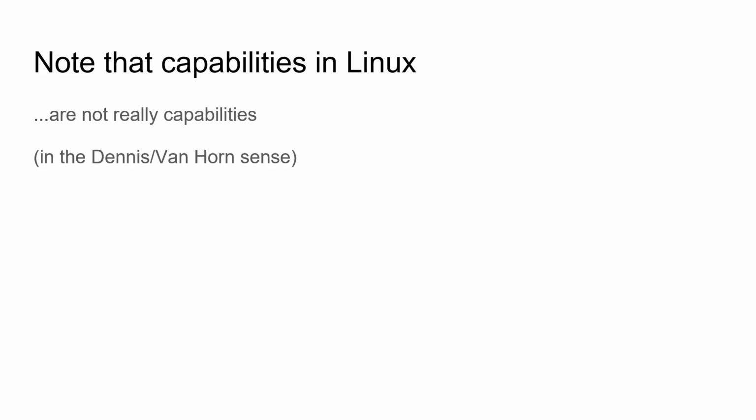Now, it's very common to hear people talk about capabilities in Linux also, but it's important to realize that these are not real capabilities, at least not capabilities in the sense that Dennis and Van Horn had in mind in 1966. They are much more limited and should not be confused with the real capabilities of the systems on the previous slide.